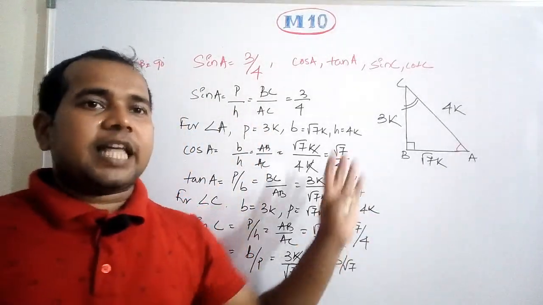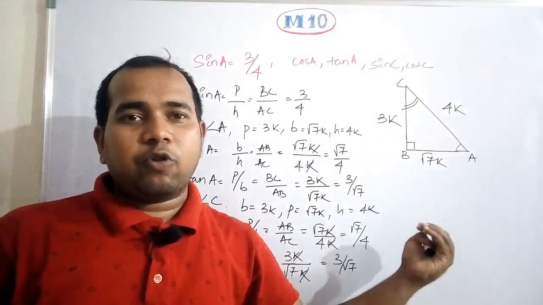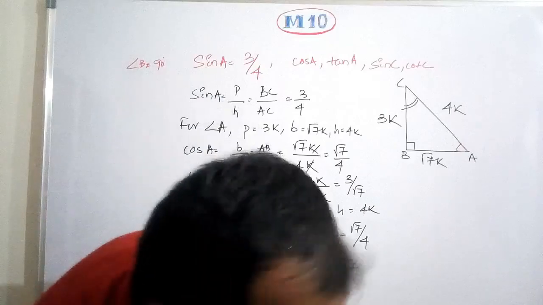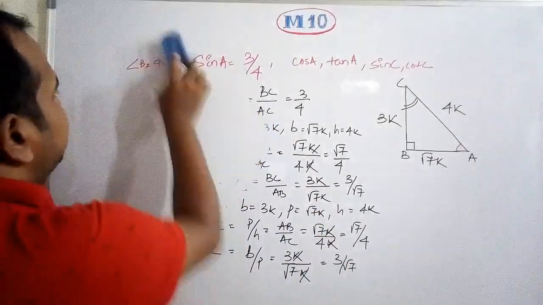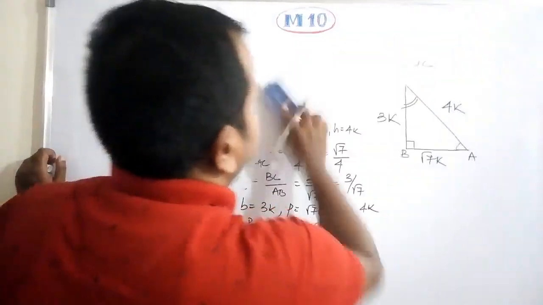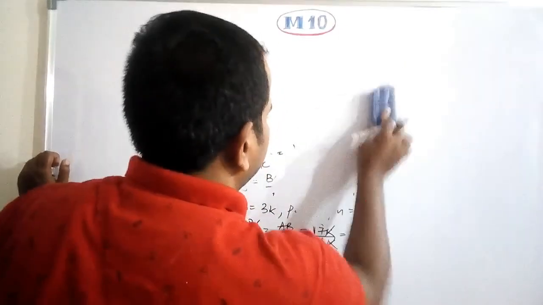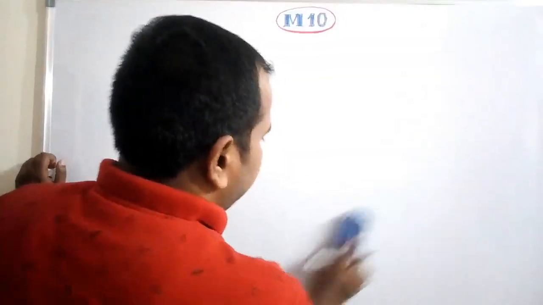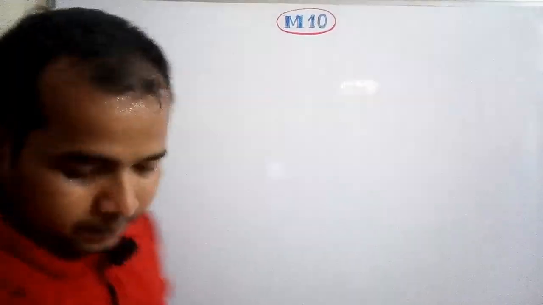Now this is the basics of how to find the P and how to find the B, then how to find these trigonometric ratios. Next we'll solve some more numericals, because by solving numericals your doubts will be clear.